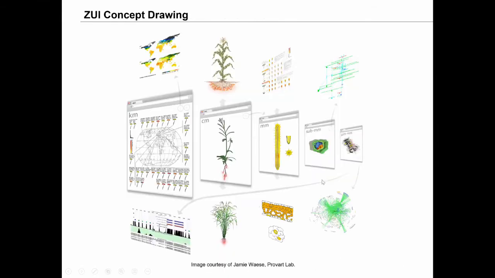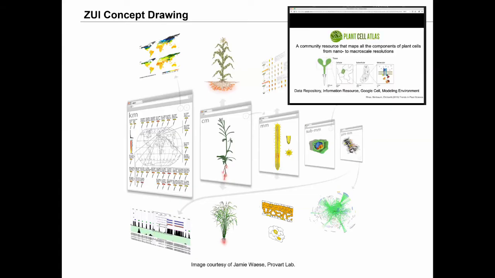So here's a concept drawing from a 2012 Genome Canada grant application where we wanted to build a zoomable user interface to really move between different layers of biological data, from the kilometer scale, natural variation, through the centimeter scale, tissue level expression, all the way down to the nanometer scale, protein structure, DNA sequences. And you can see from that concept drawing that it's actually quite similar to the Plant Cell Atlas visualization published in 2019 by Sue and Dave and Ken.